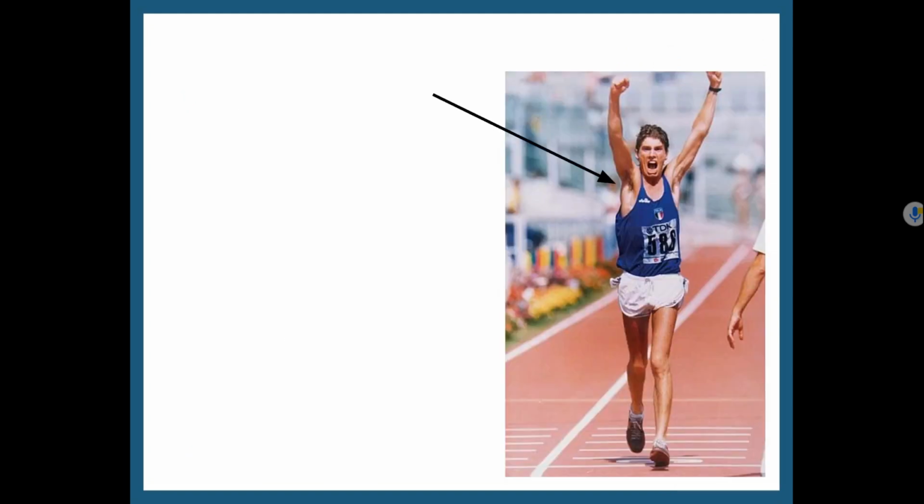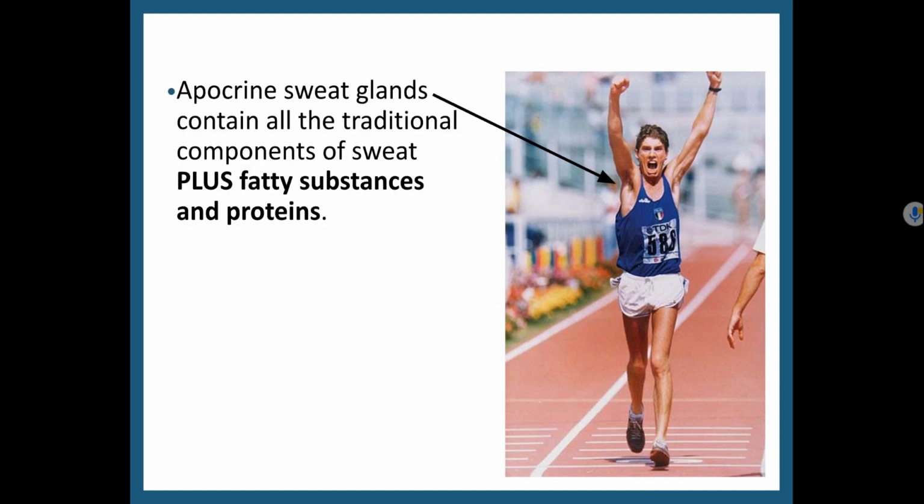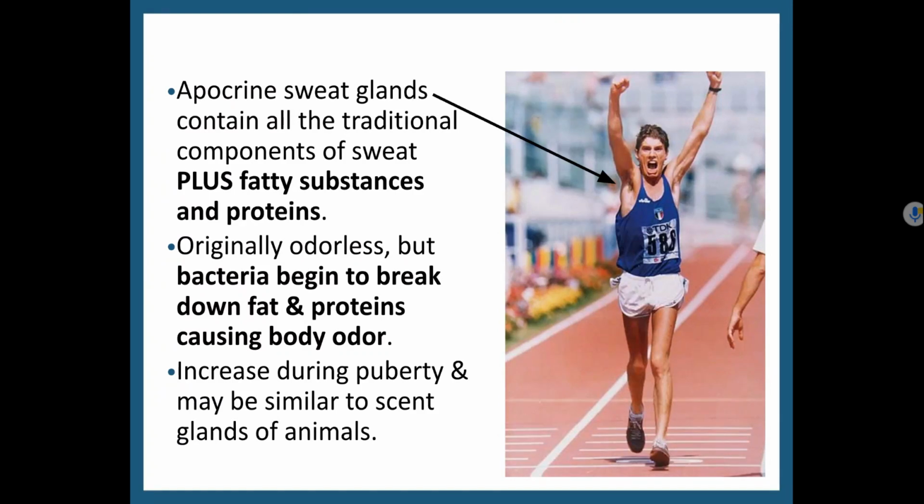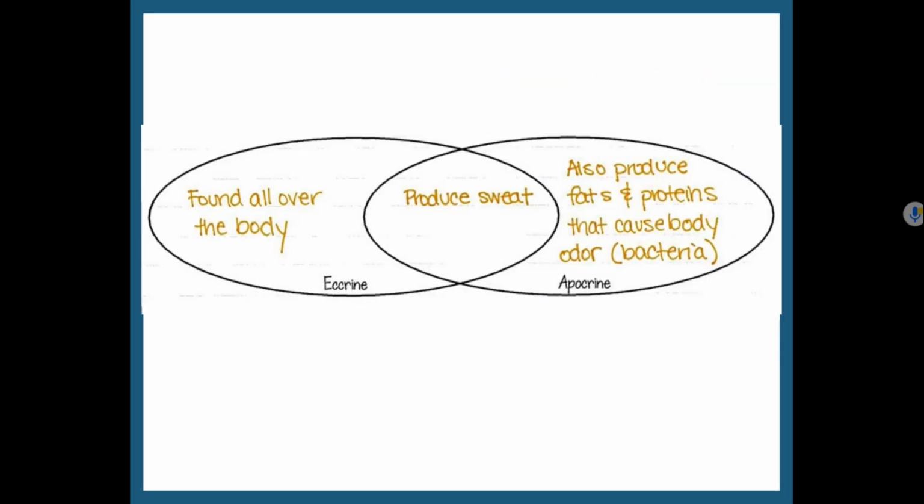Now let's talk a little bit more about apocrine sweat glands. So apocrine sweat glands contain all the traditional components of sweat that I just mentioned, plus fatty substances and proteins. Sweat generated from these glands is originally odorless, but bacteria begin to break down the fat and proteins, which causes body odor. This increases during puberty and functions similarly to scent glands in animals.